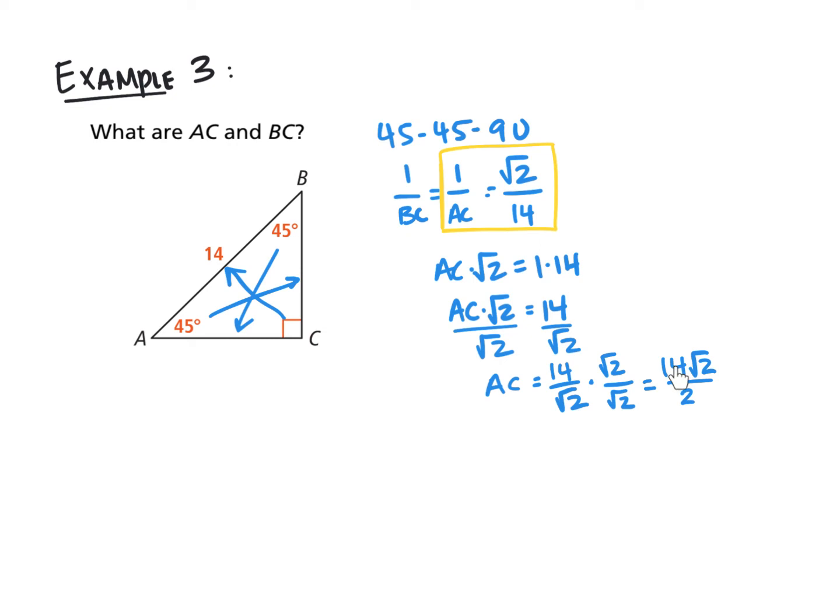Then I can simplify the 14 over the 2, and I can say that it's 7 square root 2. But now that's AC. AC is 7 root 2. But I actually know that that's going to be BC as well, because remember, 45, 45, 90 right triangles have legs that are both the same length. So this leg right here will also be 7 square root 2. So both AC and BC are 7 square root 2.